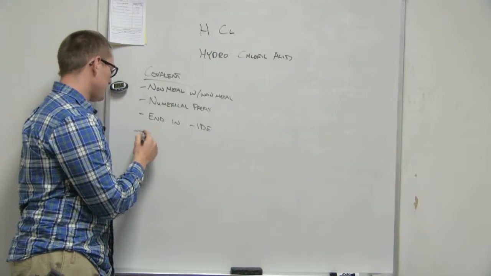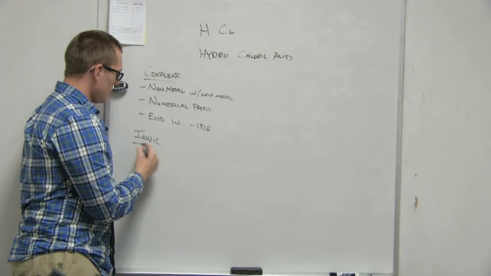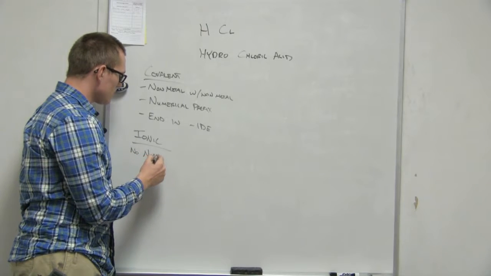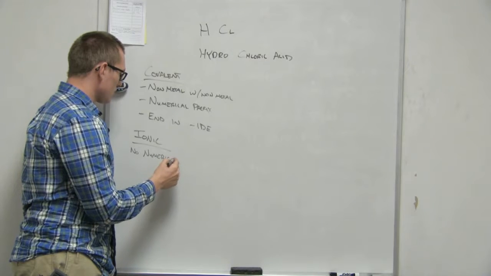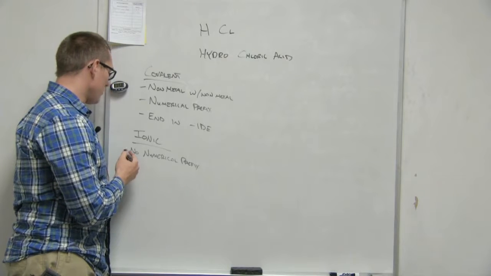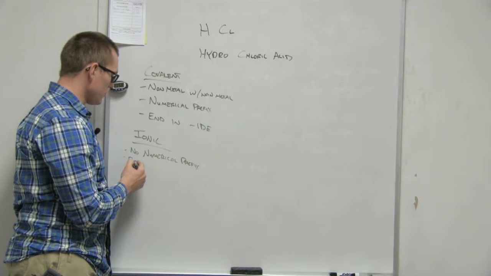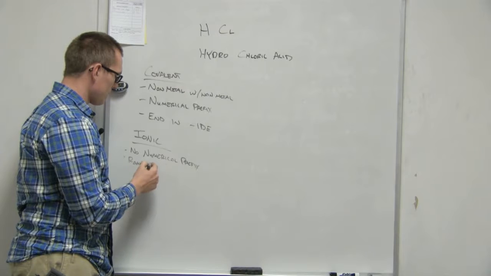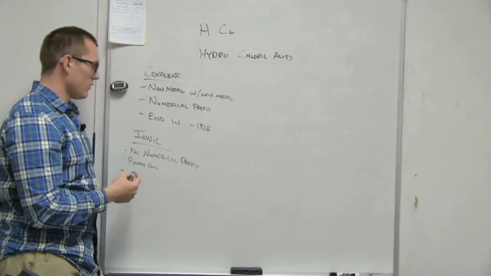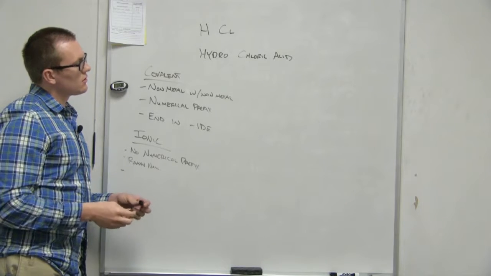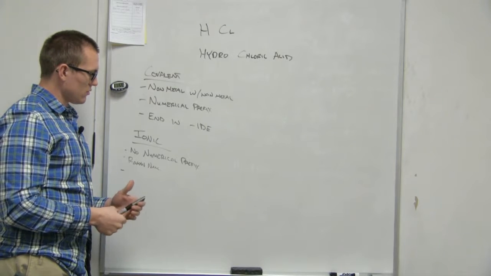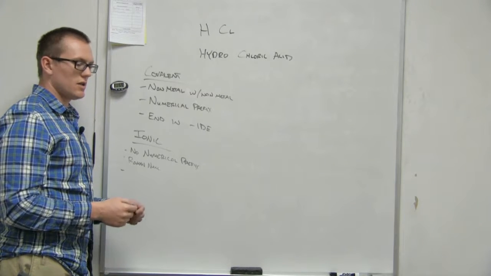And then ionic. Ionic has no numerical prefix. Okay. We need to do Roman numerals for transition metals. And it's with a metal and a non-metal. Let's see. That also ends in IDE.